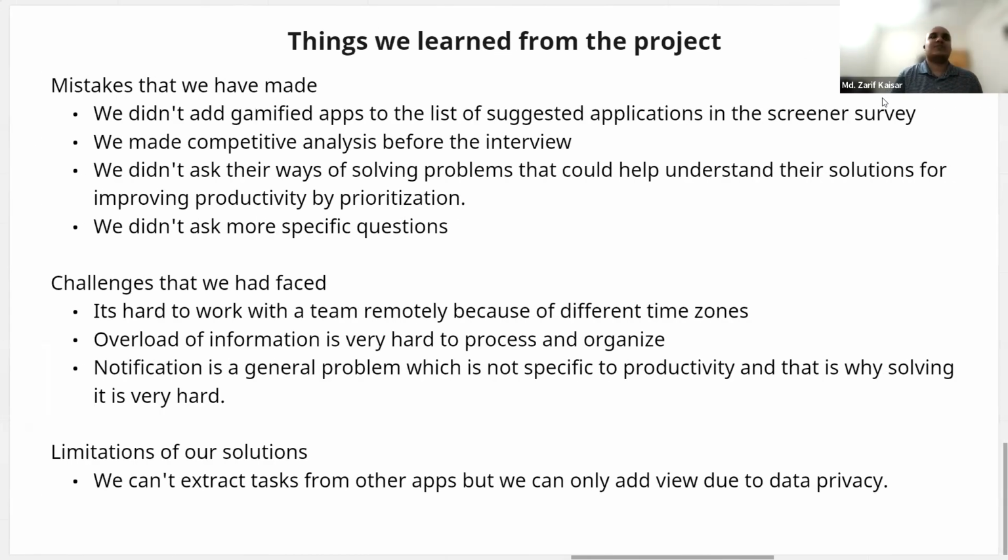The biggest mistakes we made were that we didn't add gamification apps to the list of suggested applications in the screener survey. And we made a competitive analysis before the interview, which was a problem because creating the spectrum wasn't easy. We didn't ask about their ways of solving problems, which could help us understand their solutions for improving productivity by prioritization. And we didn't ask more specific questions. We needed to dig a little bit deeper than that.